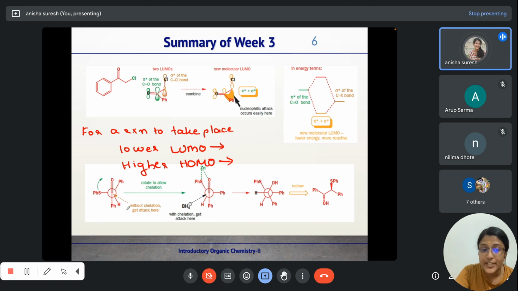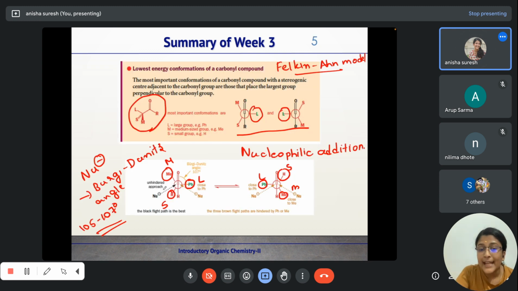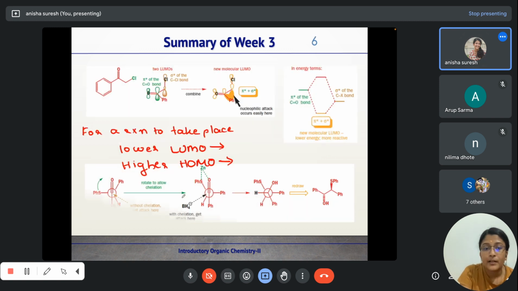So if chelation is not taking place, as we have seen in the Felkin-Anh model, addition will most probably take place from this side, right? We have seen here that addition takes place where there is less hindrance. So there will be less hindrance in this case. If chelation is not possible, addition will take place from this side.